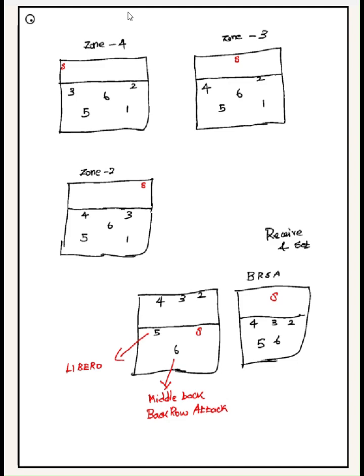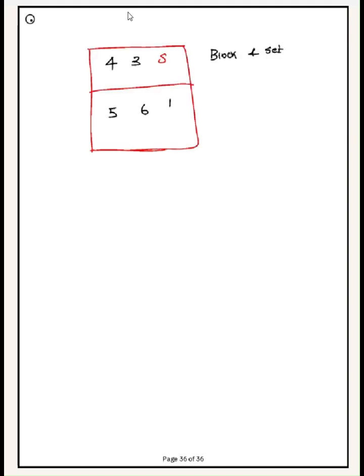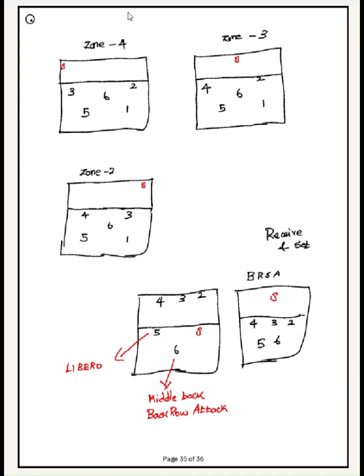So I'm just trying to avoid that. Okay, and again, libero, middle back row attacker, they are building blocks actually. The defense has to be super. So try to watch these videos multiple times, try to digest this. Okay, the thumb rule is only the back row players should take the first pass.